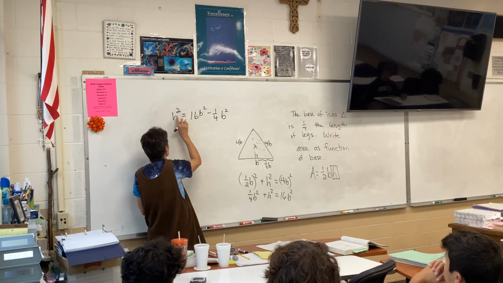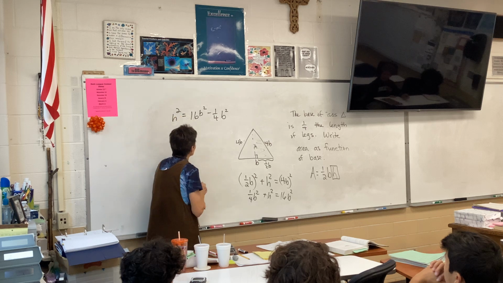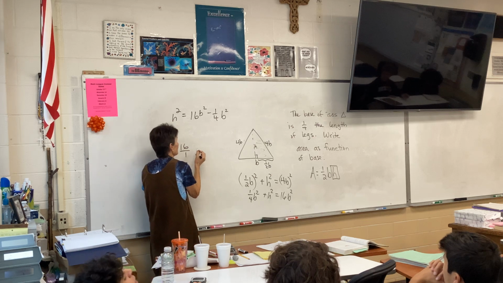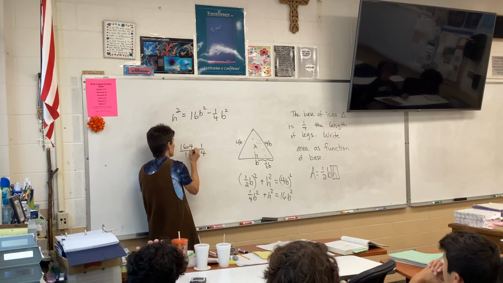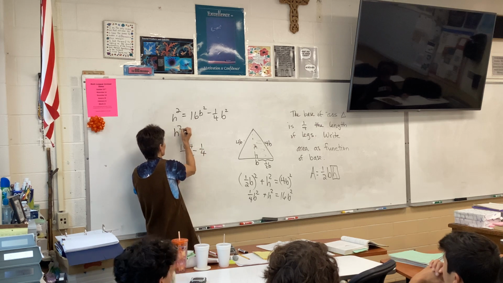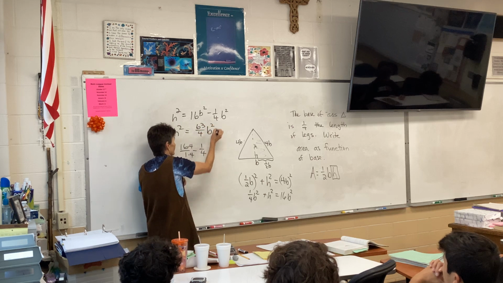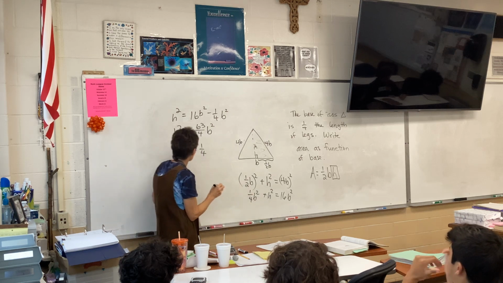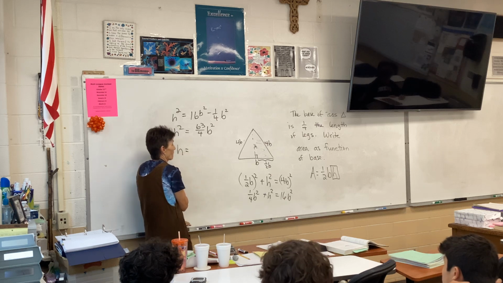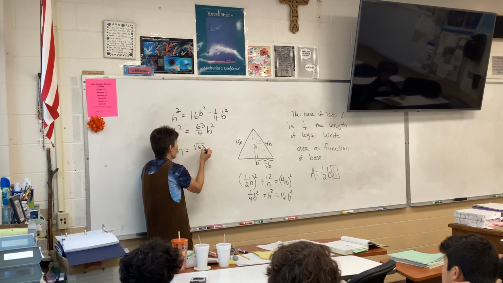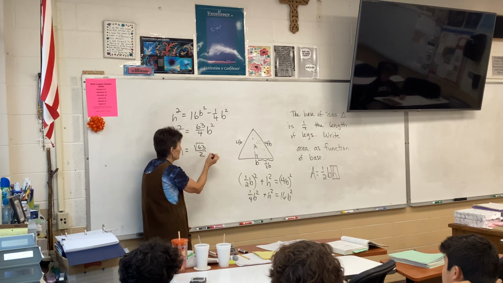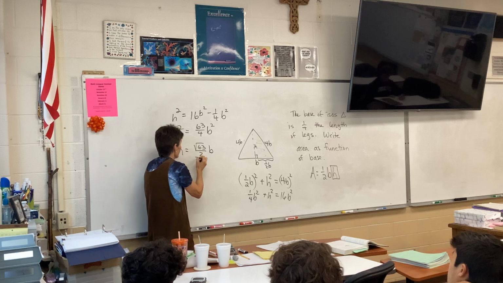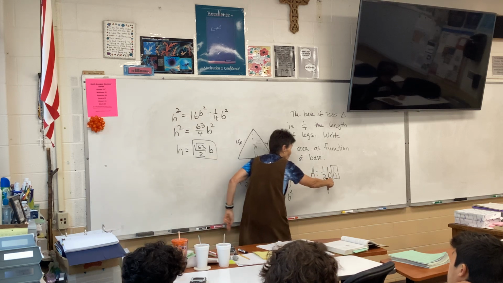What is that? What's 16 minus a 1/4? 15 3/4. I don't like mixed numbers, so let's make it 63/4. That is 15 3/4. So what's H? Square root of 63 over 2, B. And then what do I do with that? Bring it over here and put it right there in my formula.